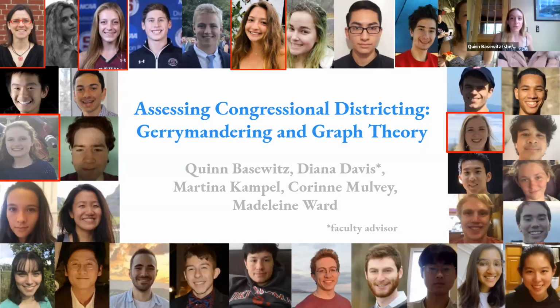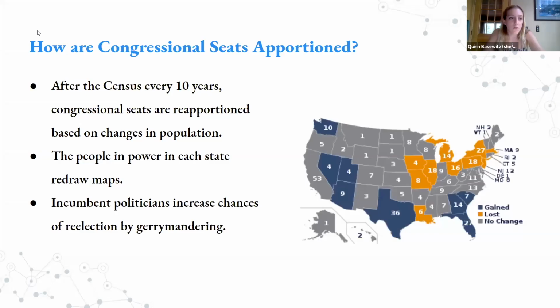All right, I will share my screen and then get started. Okay, so like Diana said, we're part of the group of 40 undergrads from Swarthmore that worked with Diana last summer on this project in partnership with MGGG, working on assessing congressional districting, gerrymandering, and graph theory. And then Corinne later will talk about her work doing some graph theory research. But before we get into the math of it, we're going to talk about just the background and the relevant terms that we'll need to get into the weeds of things.